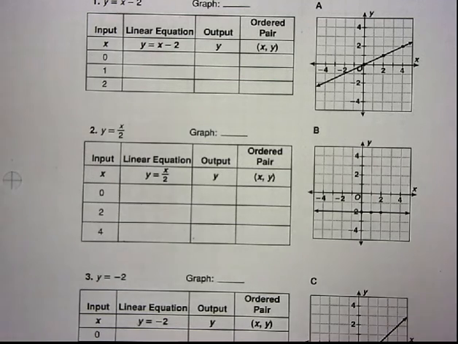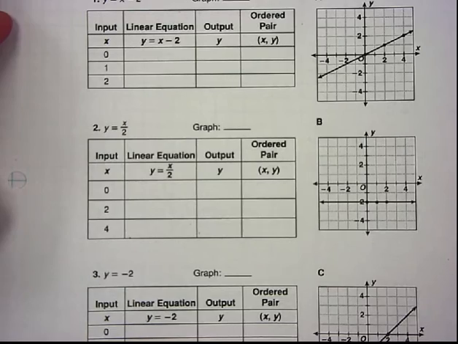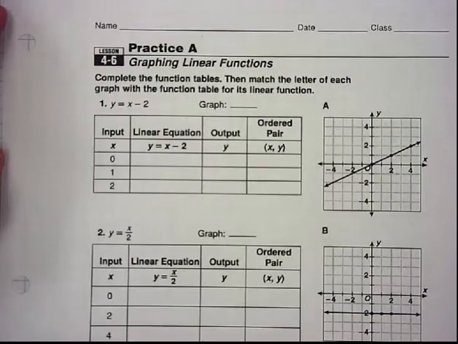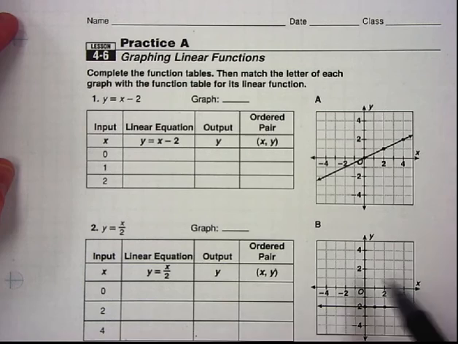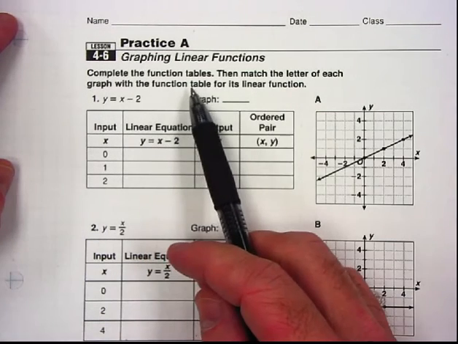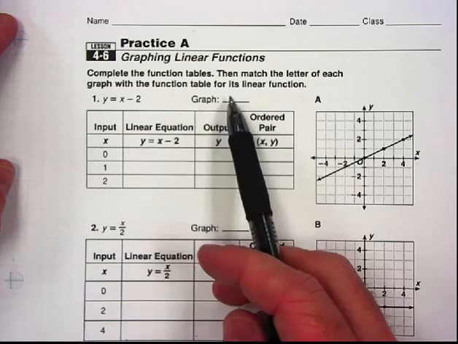Here's some help with tonight's homework assignment. I'm going to do problem number 2, but first let's look at the directions at the top. 4-6 practice A, graphing linear functions. Complete the function tables, then match the letter of each graph with the function table for its linear function.